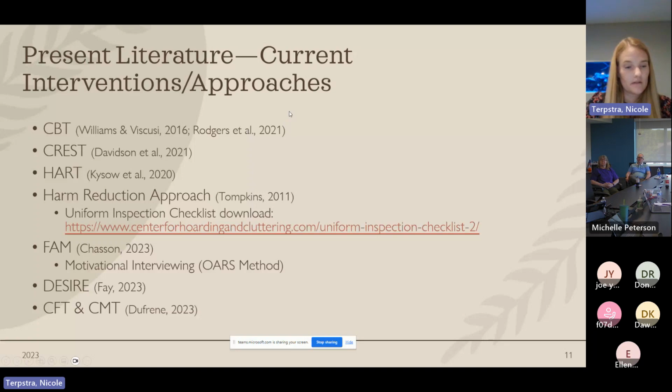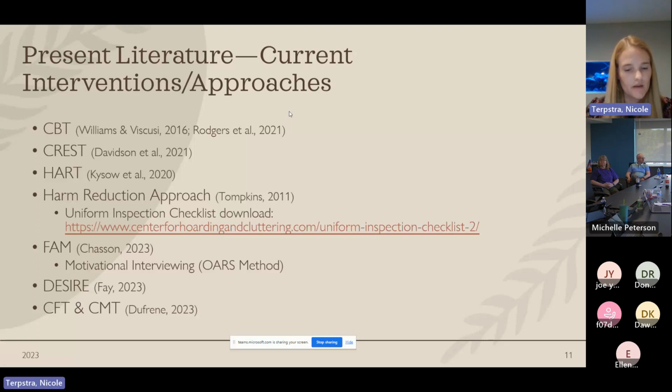Next up, we have the Desire approach. I learned about this from Linda Fay at the IO-CDF conference. So basically, this is another acronym that stands for Determine, Examine, Seek, Implement, Review, and Establish. Each of those has a different component of how to get through hoarding treatment.